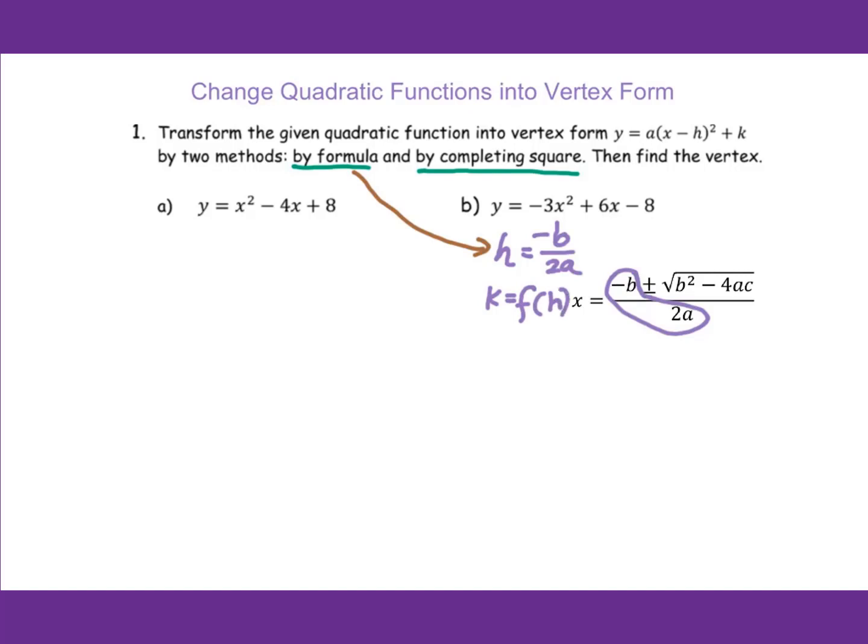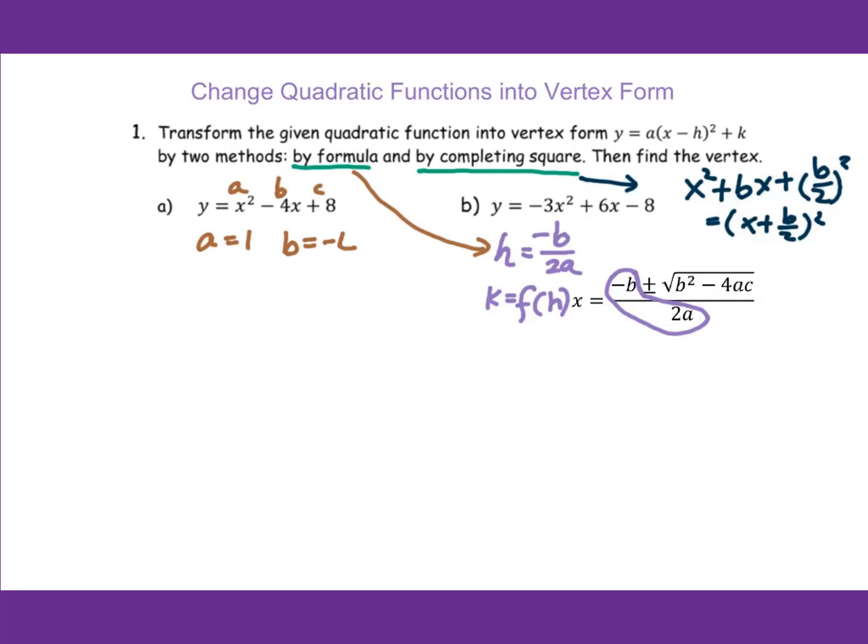Completing the square means x squared plus bx plus b over 2 squared equals x plus b over 2 squared. Let's do the formula first. We have a, b, c. So we have a equals 1, b equals negative 4, c equals 8.